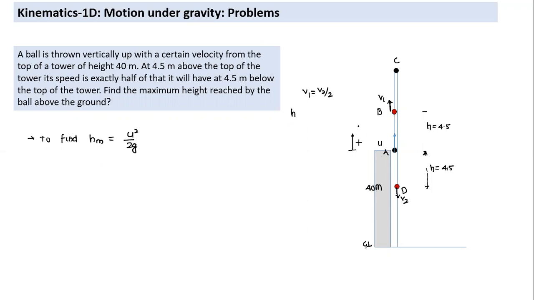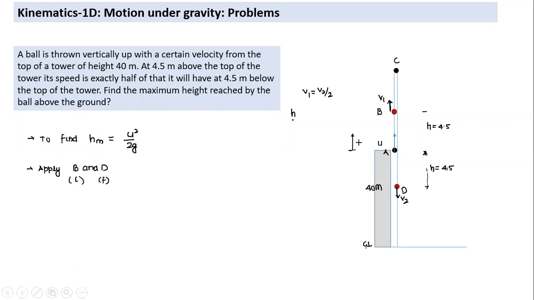Okay. So in this case, two velocities are given. So I need to form an equation between v1 and v2. How to form an equation between v1 and v2? I can apply the equation of motion between two points B and D. That's one method. So which two points do we choose? B and D. B is my initial point and D is my final point.